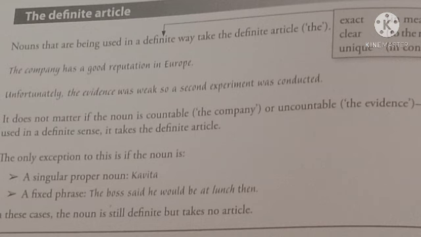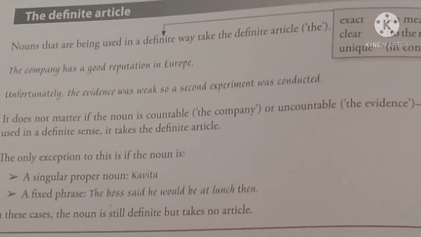What do you mean by definite? It means exact in meaning, clear to the reader, unique in context. So if the noun is definite, we can use a definite article. The company has a good reputation in Europe, which means speaking specifically about a particular company. That's why the company.